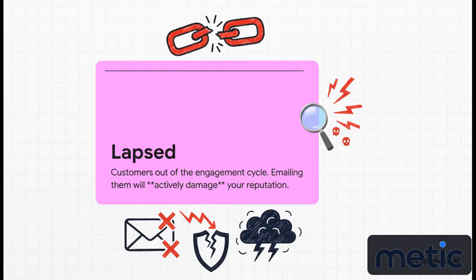And finally, we have the lapsed segment. Look, these are people who have been unengaged for a really long time. And it is absolutely essential to understand that if you keep emailing these contacts like they're still active, you will actively hurt your sender score. They are a direct threat to the health of your entire program.